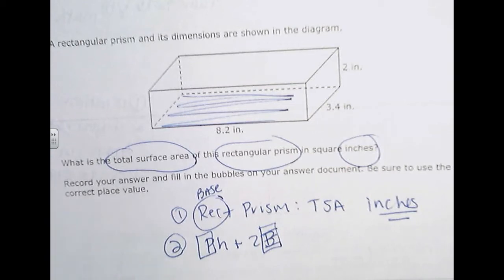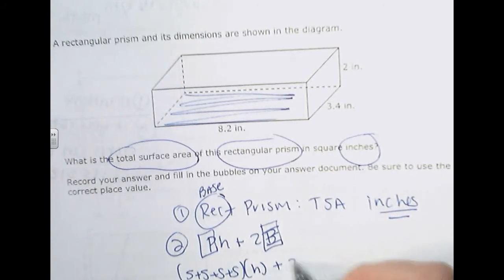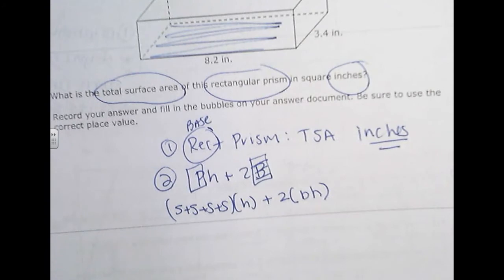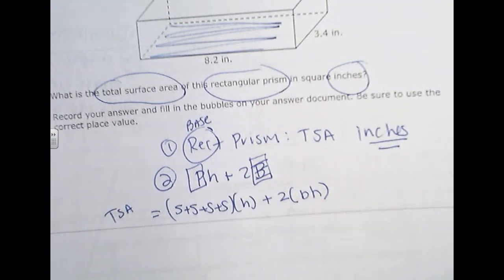So how many sides are on a rectangle? Oh, you're right, 4. 1, 2, 3, 4 times height. Watch those parentheses. Plus 2. And what is the area of base? Base times height is area of a rectangle. I just need numbers and you stick them in. And equals total surface area. Now remember, I need the base part.